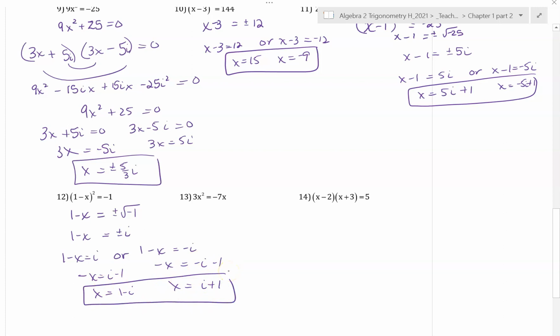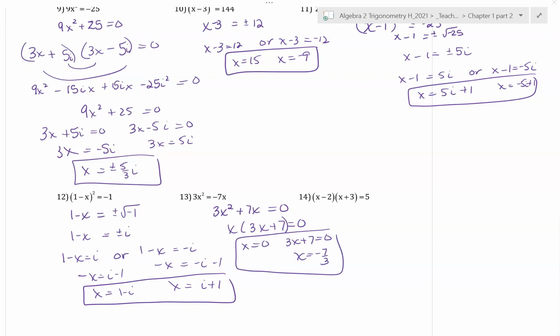All right, let's try number 13. Notice that after you get 0 on one side, you can factor out a common term of x. So go ahead and pause the video and write down your two answers. So did you end up with 0 or negative 7/3? Okay, I think number 14 is actually kind of a trick.